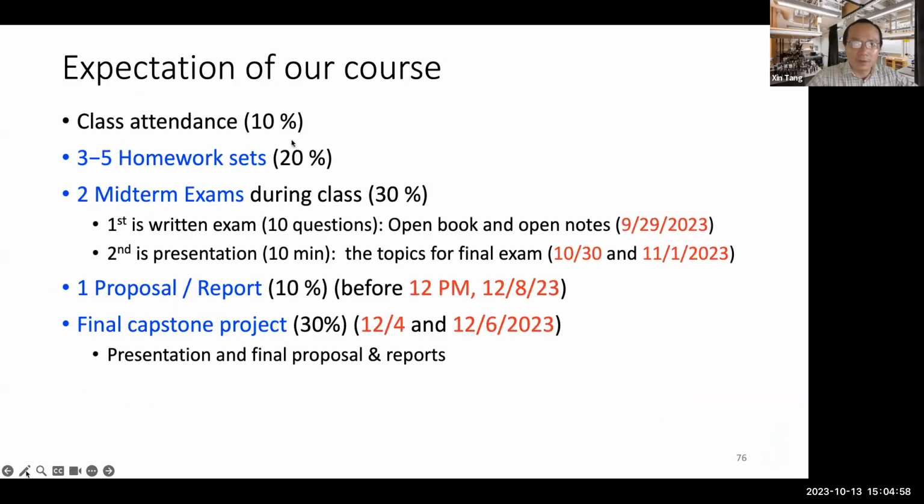Now, let's look at the big picture. In our class, overall, your final score will consist of 5 components. So class attendance, you have no problem. Homework, you don't have any problem. This is a very good chance for you to practice the understanding of the concepts, and also the MATLAB programming is very, very fun. So enjoy those questions.